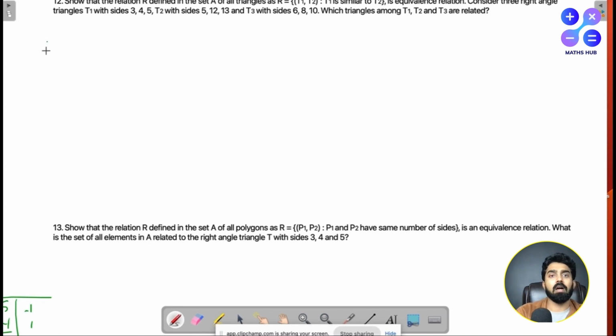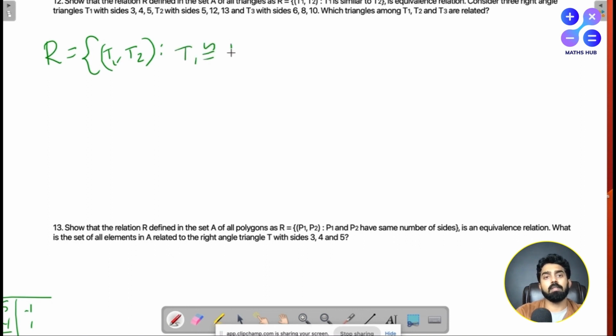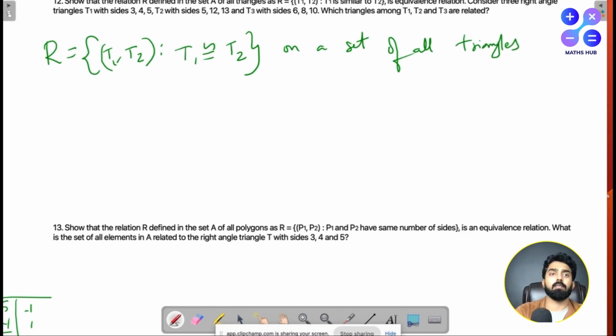Okay, so R is defined in the set A of all triangles, such that T1 is similar to T2. You can write similarity this way, right? T1 is similar to T2 on a set of all triangles. All triangles. Right. Now, is it an equivalence relation?